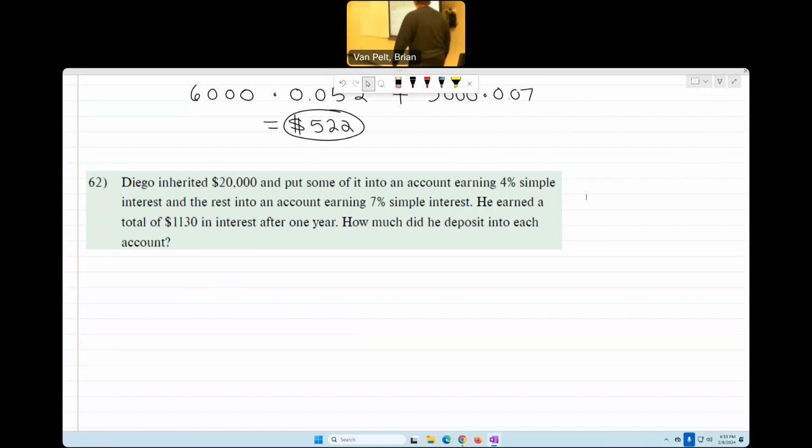Now let me convert everything. This first part is 0.04 times X plus 0.07 times 20,000 minus X, and all that equals 1130. Now, it's no different than any other type of problem that you solve. Can you tell me what you would do first to solve this?